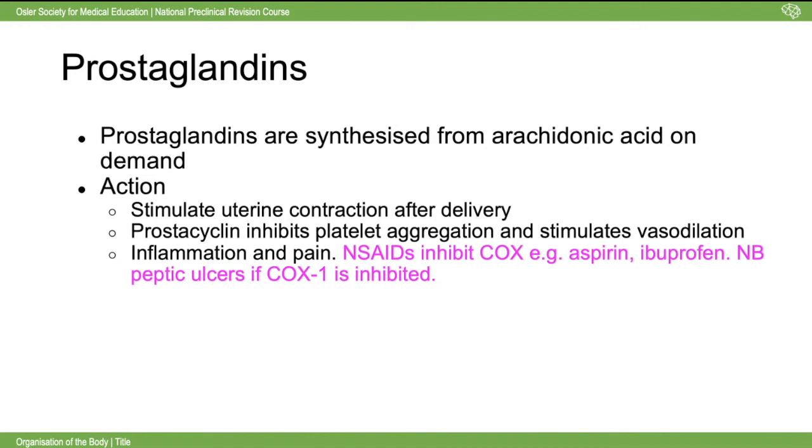So if you take an NSAID and it inhibits both COX enzymes, then you'll end up with less protection on the stomach. And as a result, you can get peptic ulcers, which is why some people are prescribed a PPI, or proton pump inhibitor, when they're on NSAIDs. And you can actually now get drugs that specifically inhibit COX-2, so those drugs wouldn't have the side effect of peptic ulcers.